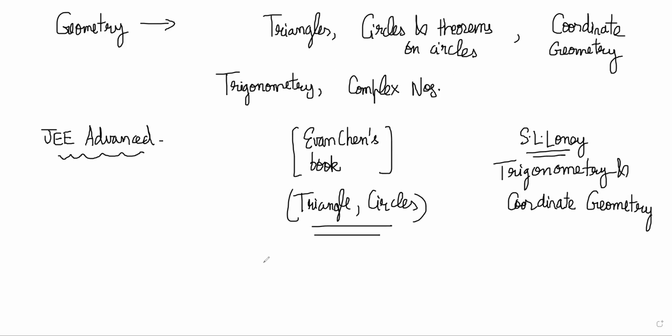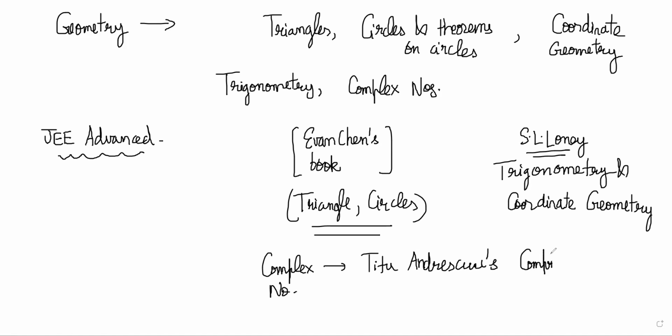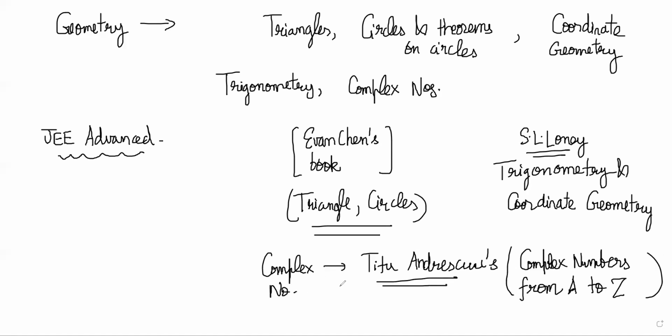And for complex numbers, I would recommend Titu Andreescu's book on complex numbers from A to Z. Complex numbers from A to Z. This book is very good. It will cover whatever you need. Basically, it's for Olympiads, but for this exam, you don't need to do the whole thing, but you need to cover at least a significant portion of this book to be well prepared for complex numbers.